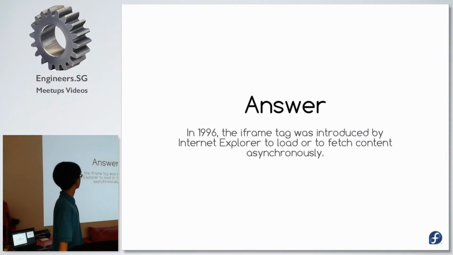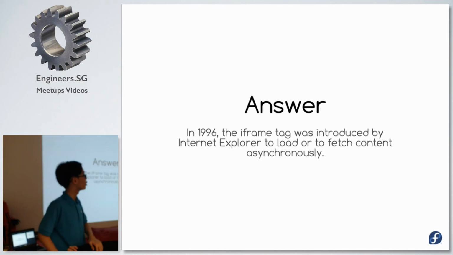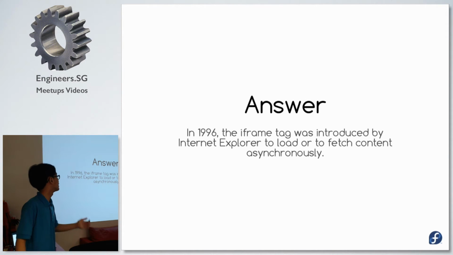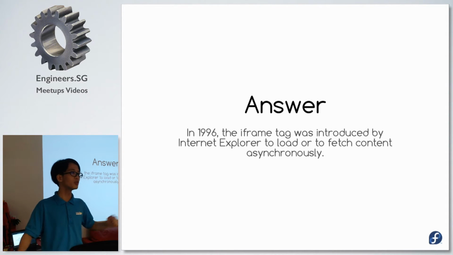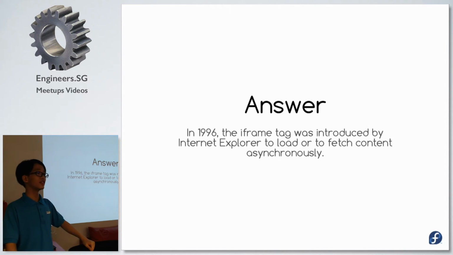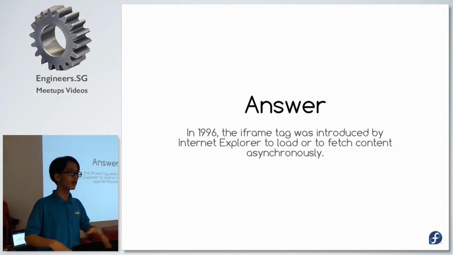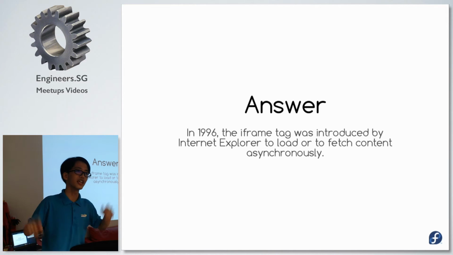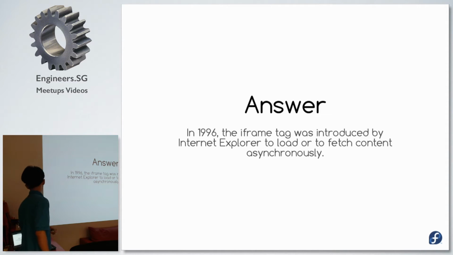So in 1996, the iframe tag was introduced by Internet Explorer to load and fetch content asynchronously. So surprisingly, unsurprisingly, I don't know which word you would want to use, Microsoft led the development of a lot of open source technologies, but they also sabotaged their own attempts. Because it's a huge company, some of the employees sabotaged their own attempts. It's a weird company essentially. They contribute to open source, at the same time they sabotage open source and open standards.